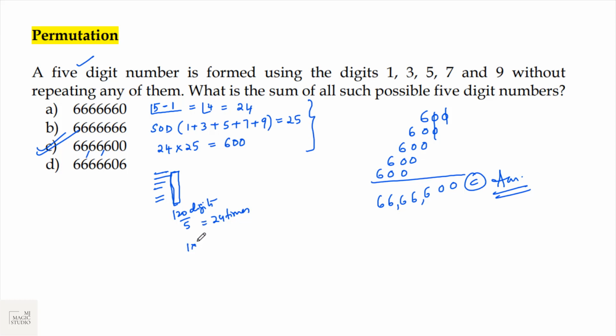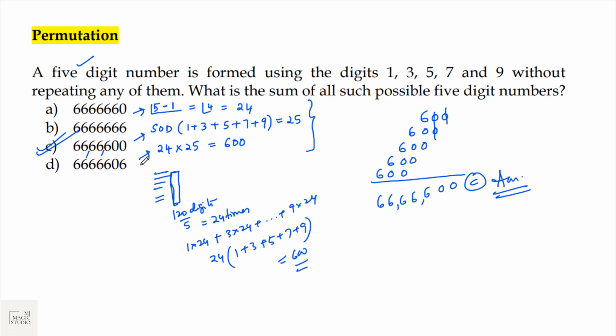Column total is nothing but 1 coming 24 times plus 3 coming 24 times till 9 coming 24 times. So if you look carefully, it will be 24 into 1 plus 3 plus 5 plus 7 plus 9, which will become 600. So each column total is 600 and hence we frame it in 5 columns, these 600, and find the total. That is the logic and this is the method you should follow.